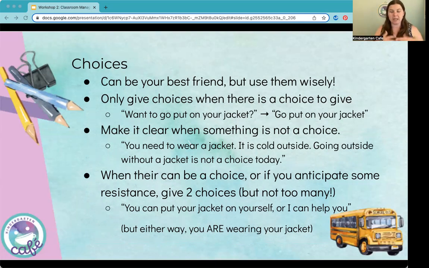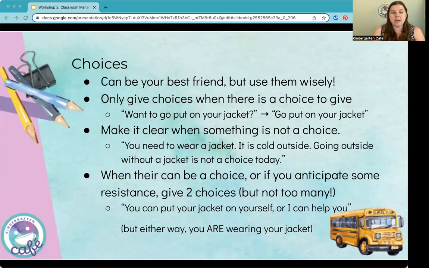So just by eliminating directions as questions, like "please, can you go do this," or "want to go do this?" If it's a direction, if there's not a choice, then you want to say it exactly as a direction. Go put on a jacket. It's time to go outside. It's time to clean up. Or you need to wear your jacket. It's cold. It's not a choice to not wear your jacket today, right? Make it clear that it's not a choice, that this is the direction they have to follow.